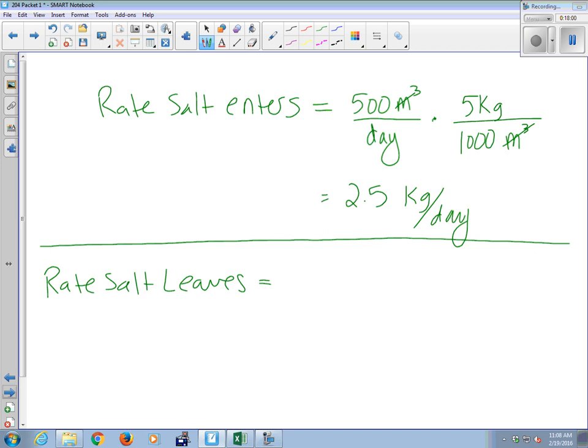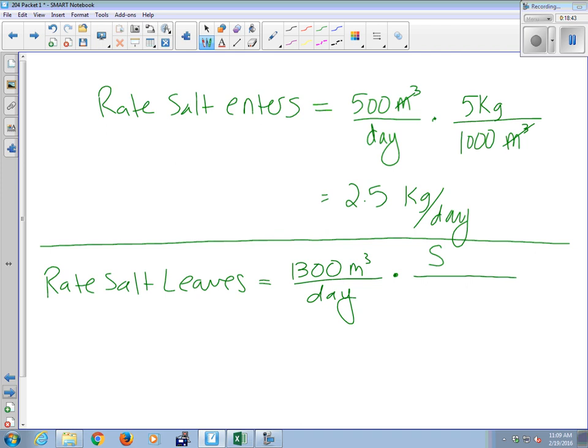All right, so I'm starting with the water speed like I did before. It's 1,300 cubic meters per day. That's the rate that water leaves out of the pond. And then I need to know the concentration of the salt. Here it was 5 kilograms per 1,000 cubic meters. Not quite as obvious here because the amount of salt in the pond is changing, right? How much salt is in the pond? S kilograms, right? So we have S on top here because it's changing with time.